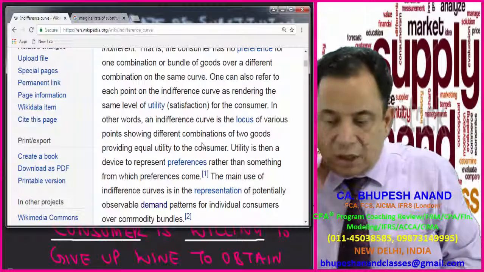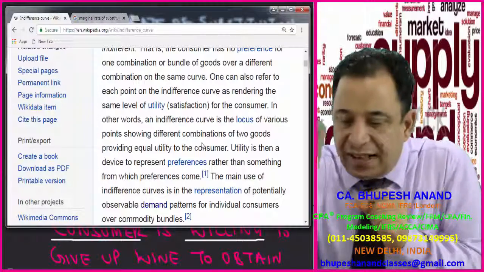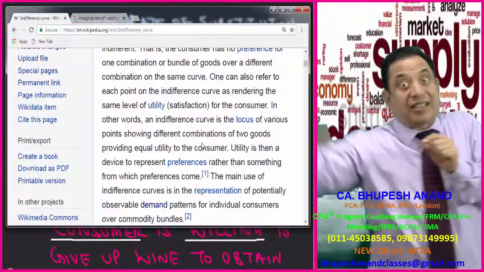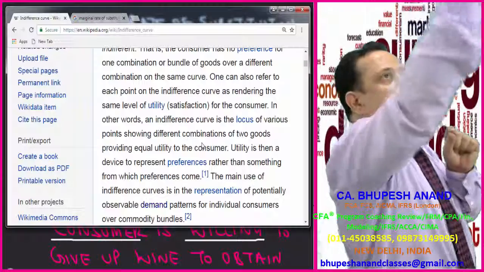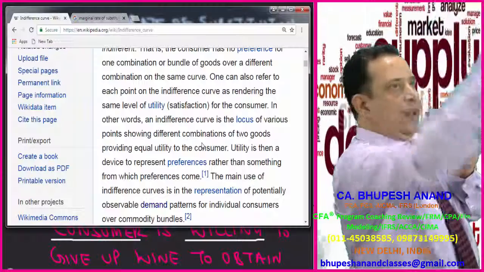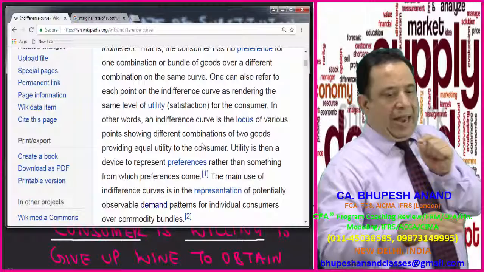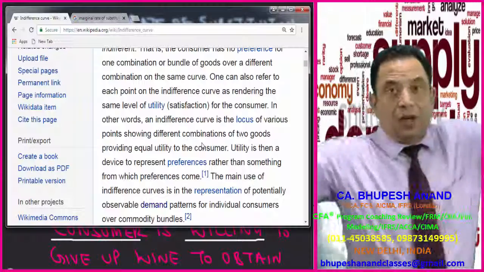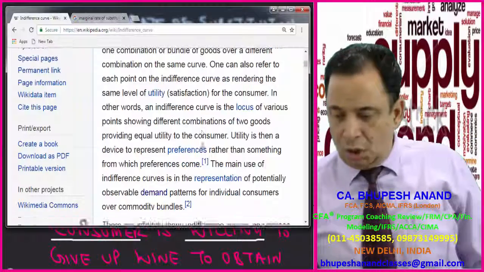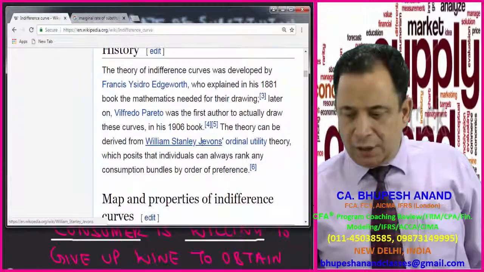One can also refer to each point on the indifference curve as rendering the same level of satisfaction, because on that indifference curve there is the same level of satisfaction, whether you are here or here. If it is the same indifference curve, it will give you the same level of satisfaction, but no doubt at different points their number of units is changed. So he will still be indifferent because he is getting the same level of satisfaction. Okay, preferences. So these are the points to be taken into account.